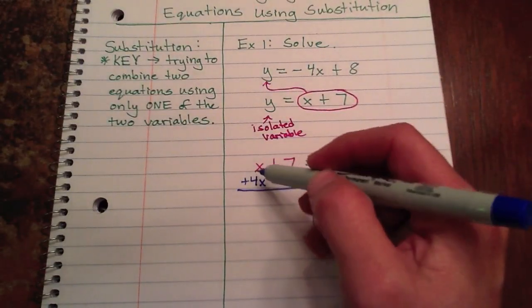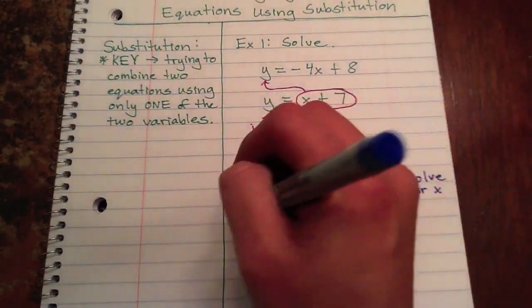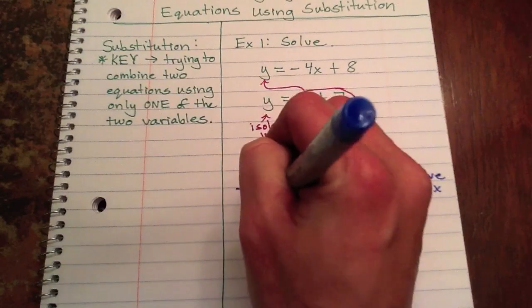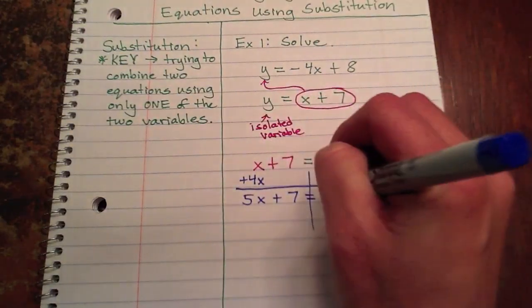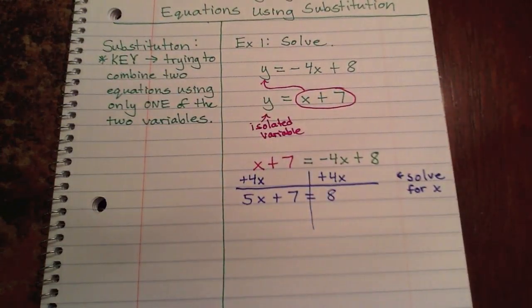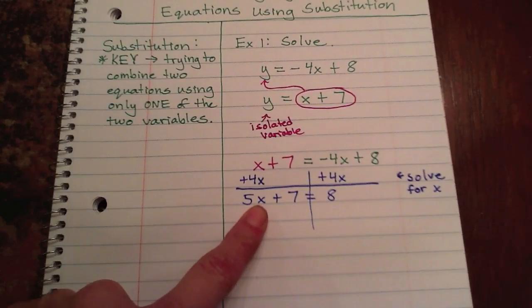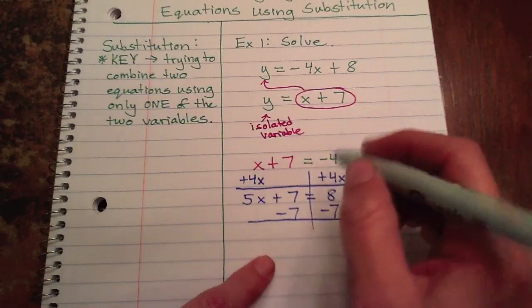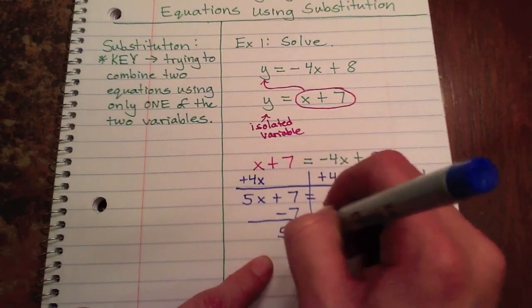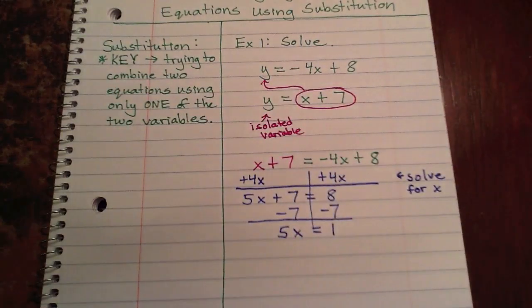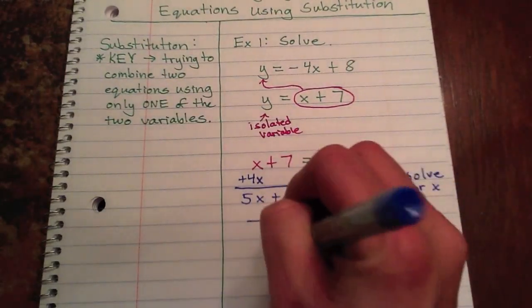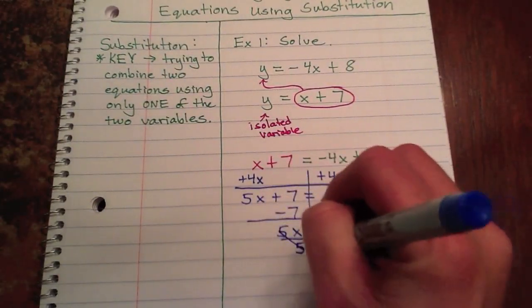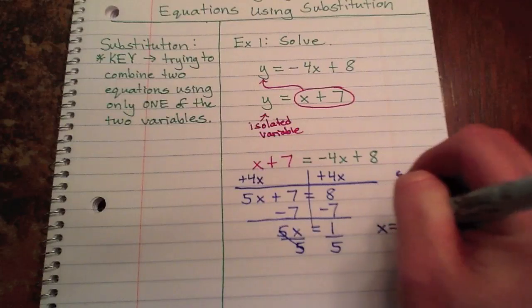Now you add this. Remember, that's a coefficient of 1. So you have 5x plus 7 equals 8. And we're still solving for x here. So I'm going to subtract 7 from both sides. I end up with 5x equals 1. And I divide both sides by 5. And x equals 1/5.